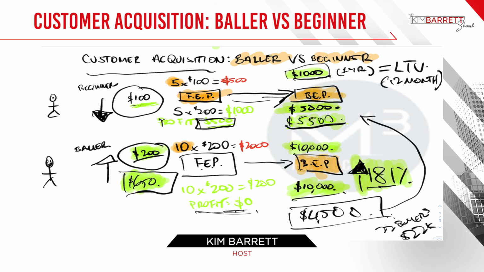Two businesses, same product, same price points, different advertisers. We've got the beginner versus the baller. We could get 22 more buyers, $22,000 more, or we can spend $650 rather than 100. That's the difference between being a baller and a beginner when it comes to your customer acquisition.